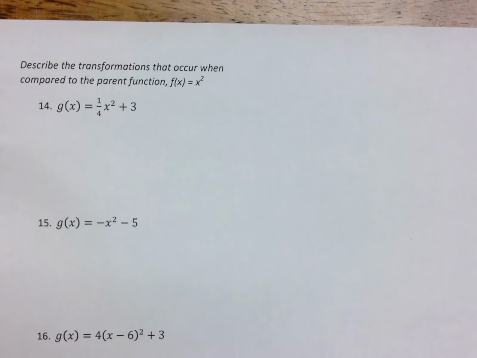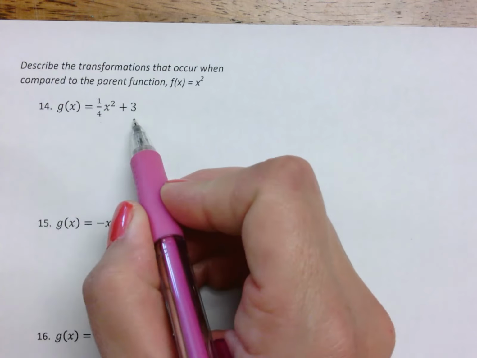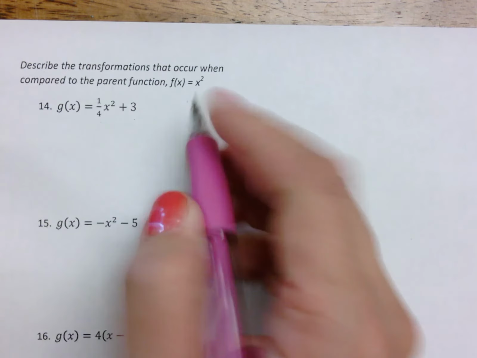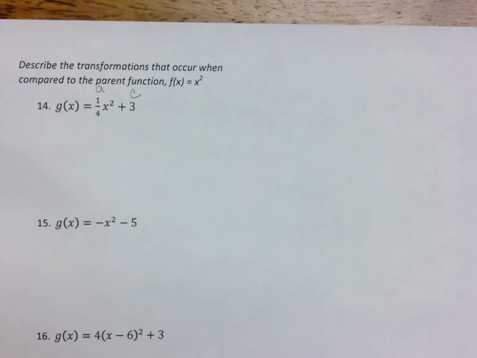These are questions 14 through 17 on the Unit 3 test review. It asks you to describe the transformations that occur when compared to the parent function f of x equals x squared. So we're going to look at the changes that occur when we make changes to the original function. We look at something called the a and the c. Those are the letters that we're going to use to label some parts of the equation, and then we're just going to describe what happens.